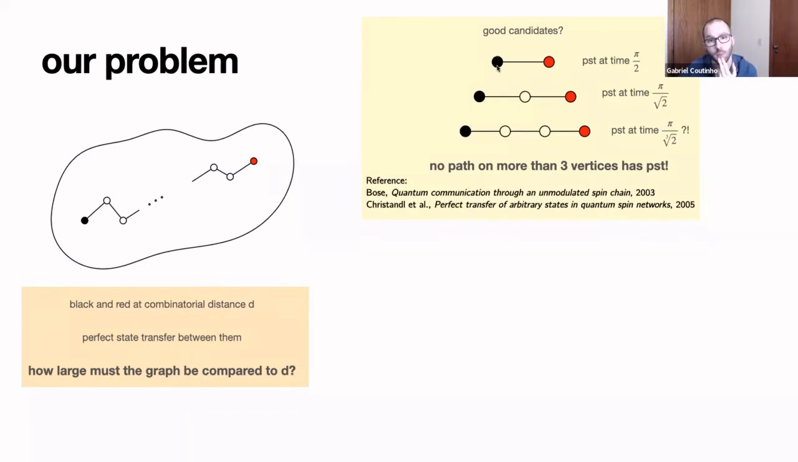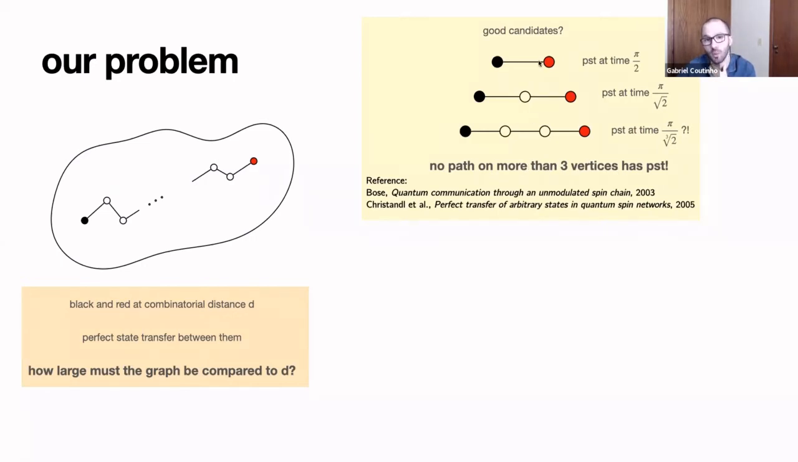So you look at this path from black to red, we actually do get perfect state transfer at time pi over 2. Look at the path on 3 vertices, we actually do get perfect state transfer at time pi over square root of 2. And then, of course, if you're just trying to be funny, you would expect or hope that there is perfect state transfer in this path on 4 vertices at time pi over cube root of 2. I mean, see the pattern. This would be very fun, but that's actually false. That doesn't happen. No path on more than 3 vertices admits perfect state transfer.